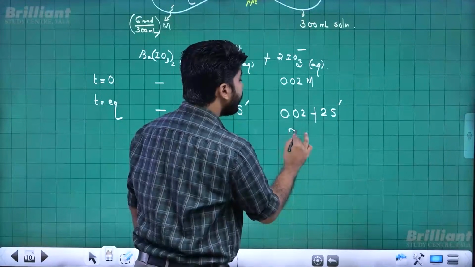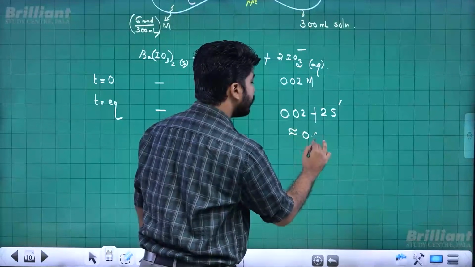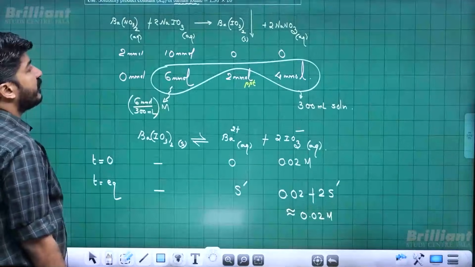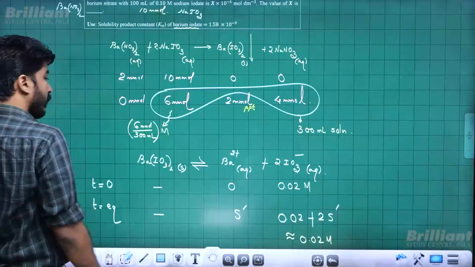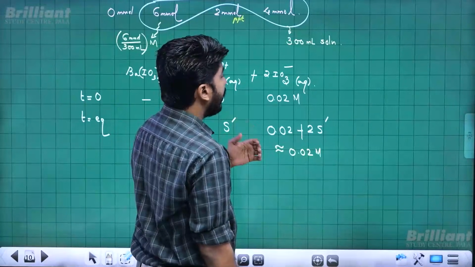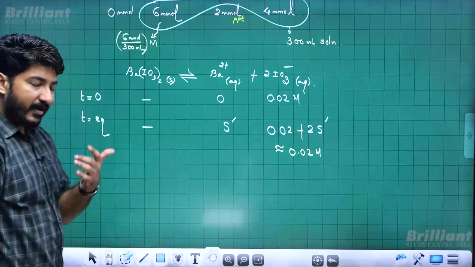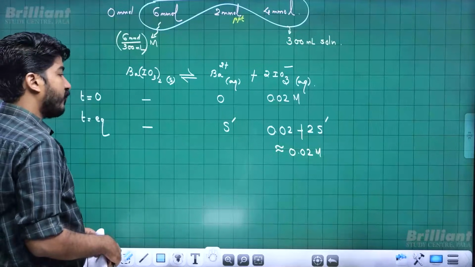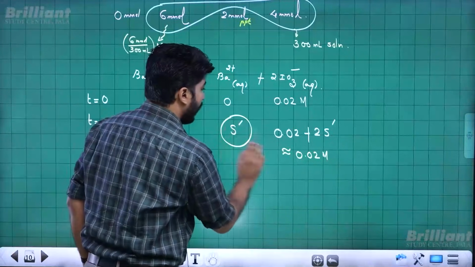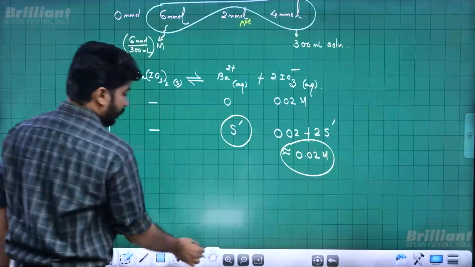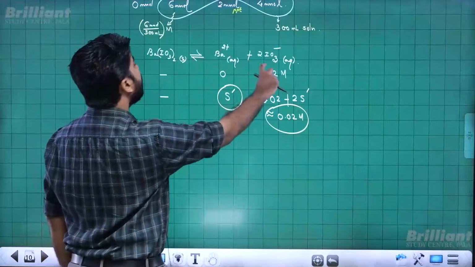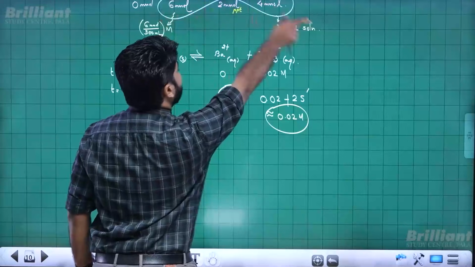And we know from the common ion effect that this sum is very close to 0.02 molar because the Ksp of barium iodate is sufficiently low. So this solubility of barium iodate is going to be far lower than the normal solubility of barium iodate in pure water at this temperature. Okay, so this is the case in the saturated solution of barium iodate prepared with the initial 300 ml solution.